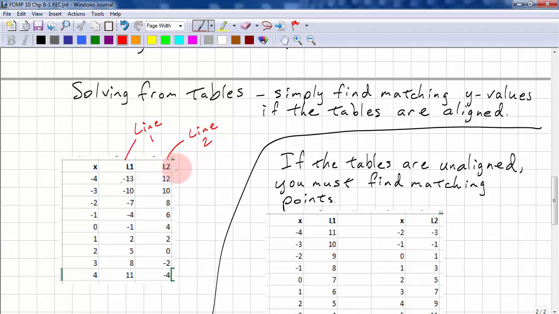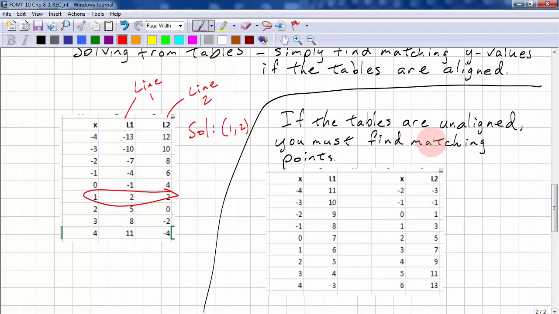So keep looking. Here we go. This line 1 is 1, 2, and line 2 is 1, 2 as well. So that's relatively easy to find the solution. And we just write the solution down. Remember, you need to write an x and a y.